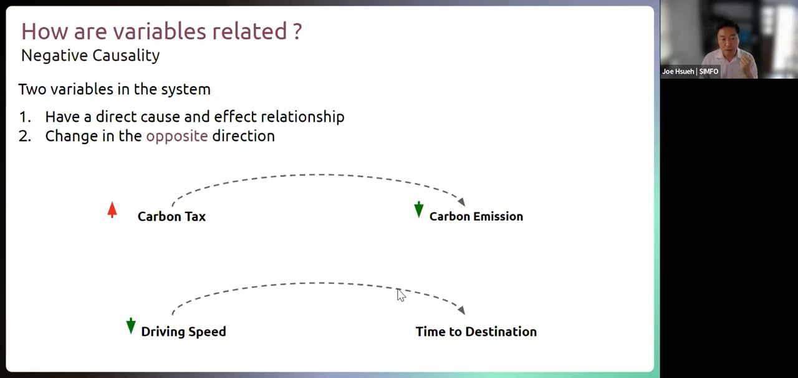When the driving speed goes down, when I slow down my car, the time to destination will increase. It takes a longer time. See, those arrows are moving in the opposite direction. Usually we put a dotted line to show this negative causality. Sometimes you will see a negative sign by the arrowhead. Those are two different notations, but they mean the same. They are moving in the opposite directions. Okay.